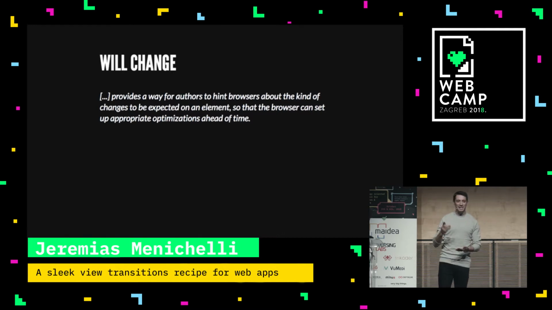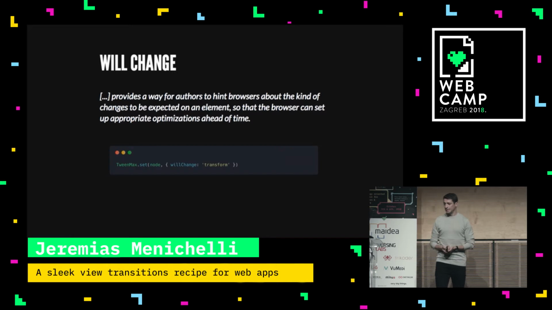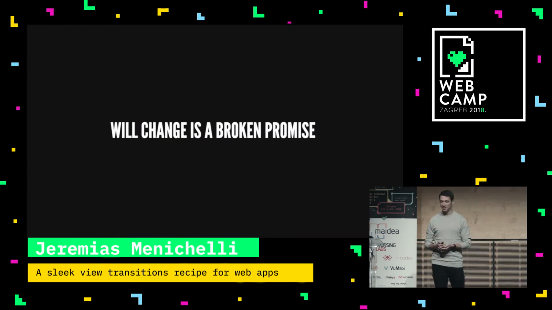Because basically, will-change came here as a promise to let us web developers hint the browser when something is going to get animated. So you basically set the will-change property to transform on any element, and the browser will know that you're trying to animate that, and it will run some optimizations on top of that element so your animation runs smoothly. The thing is, will-change, at least in my experience, has been like a broken promise. That's what I told you, that you're not missing out on anything.